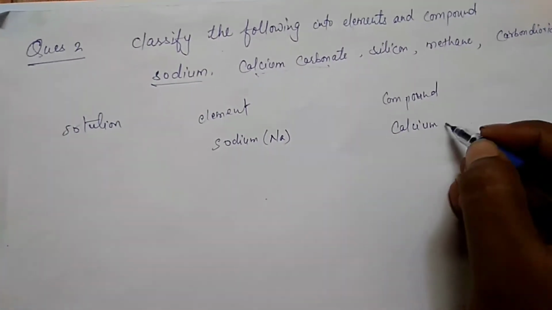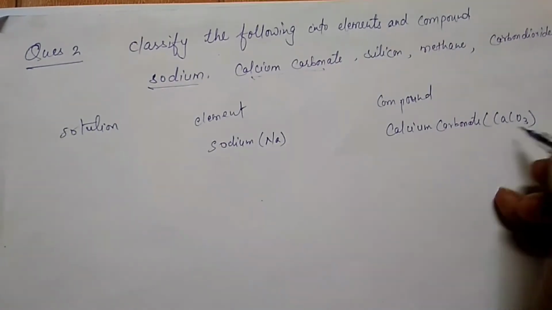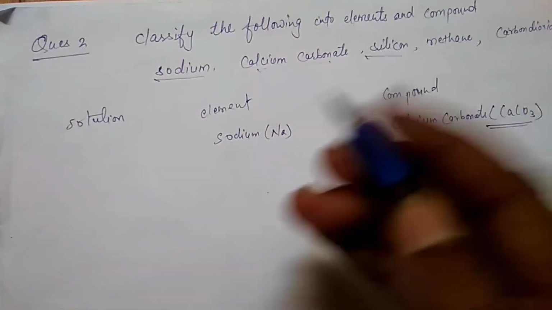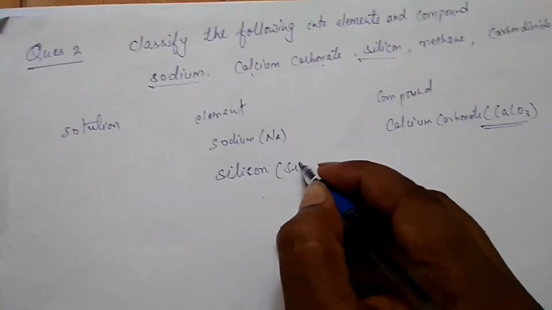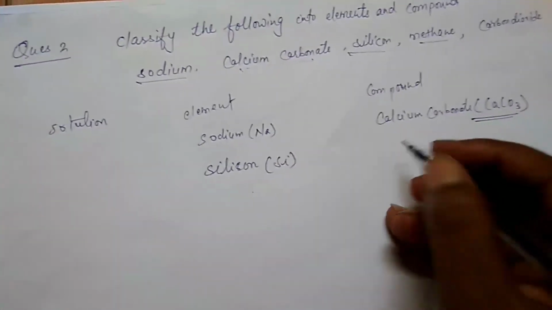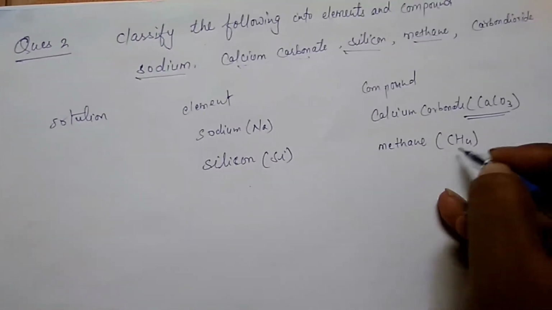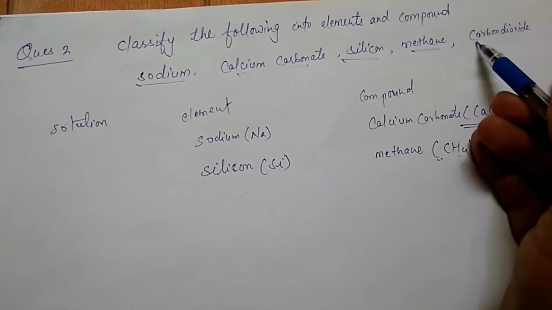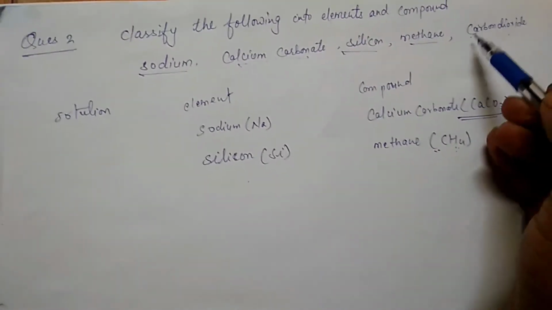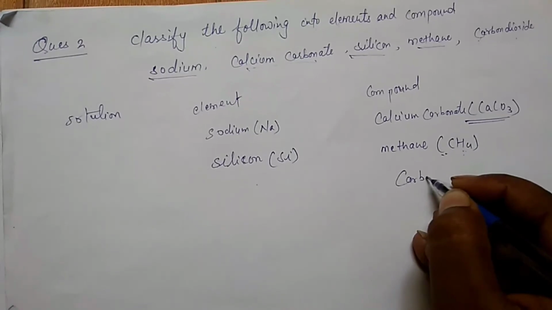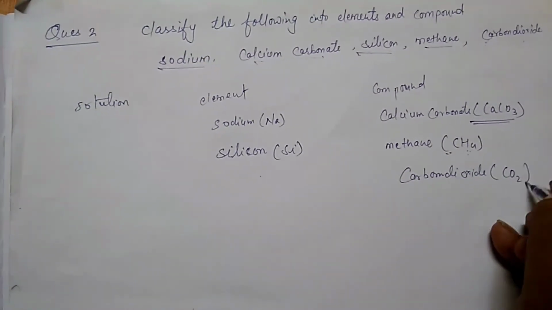Calcium carbonate, the formula of calcium carbonate, children, is CaCO3. Clear? Now silicon, silicon is an element, symbol is Si. Methane is a compound, which is a combination of carbon and hydrogen. Now carbon dioxide, carbon dioxide is also a compound, children, because it is a combination of carbon and oxygen. Carbon dioxide formula is CO2. Clear children?